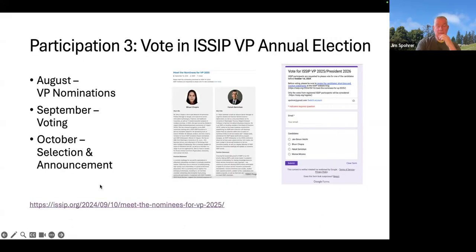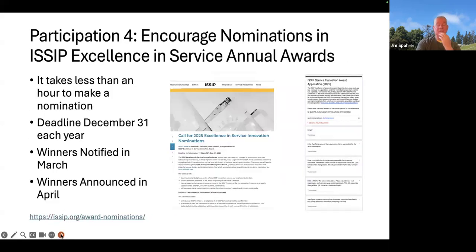Now, the ones who don't win often are invited to be on our strategy council to pick topics of interest. And the more active you are in ISSIP, the more you volunteer, the more likely you will be selected as a nominee for the election. And usually the first time people run for vice president, they don't make it. But by the second or third time, as they get more well-known, if they keep trying, they're more likely to be elected.